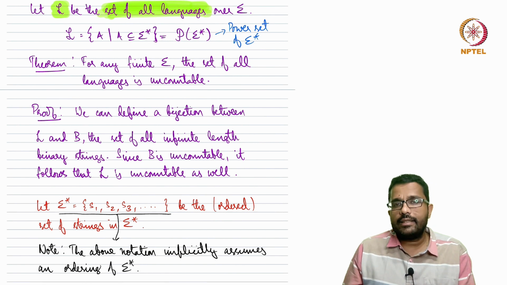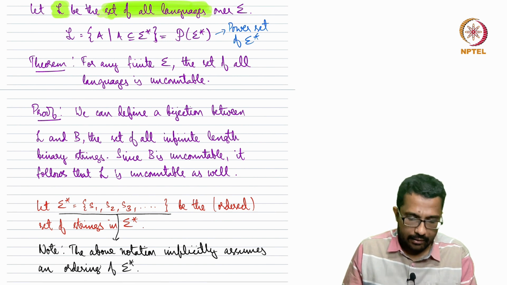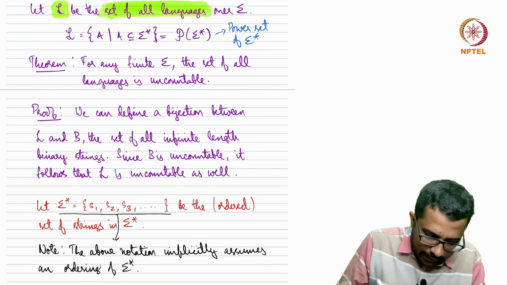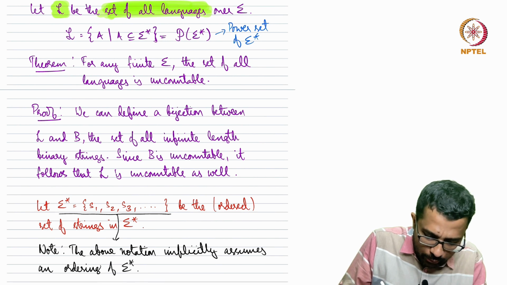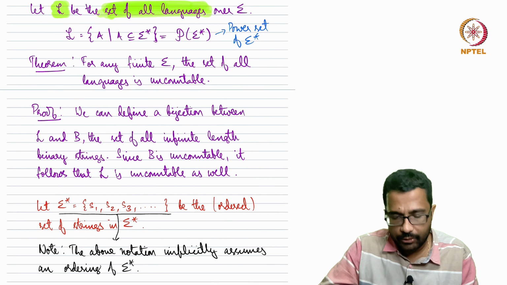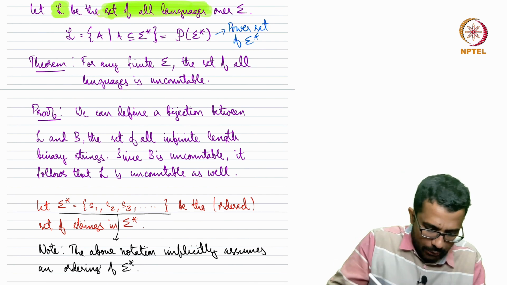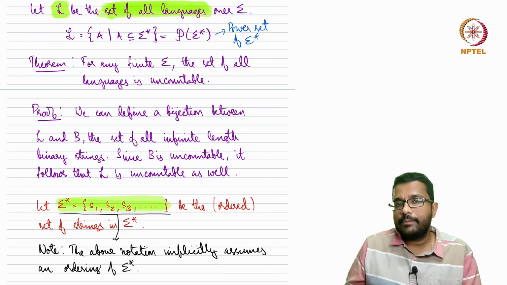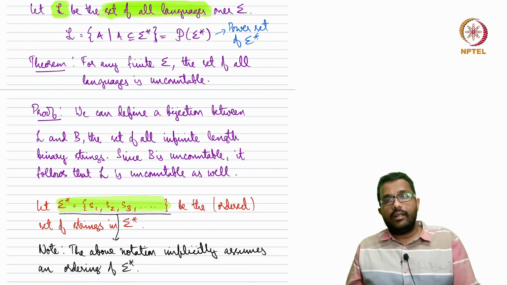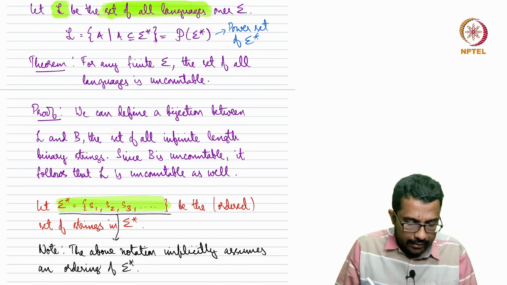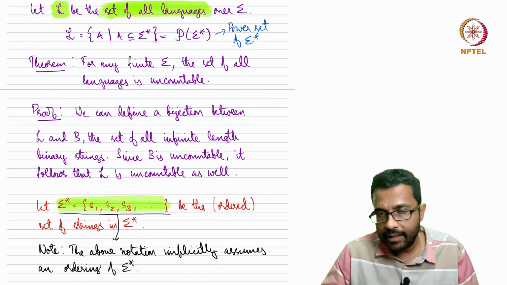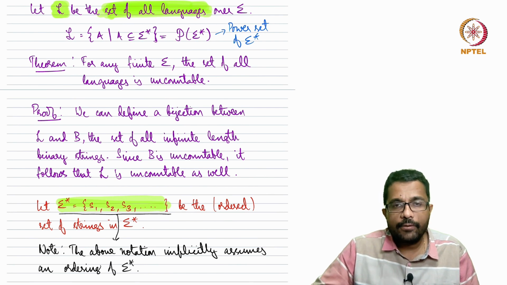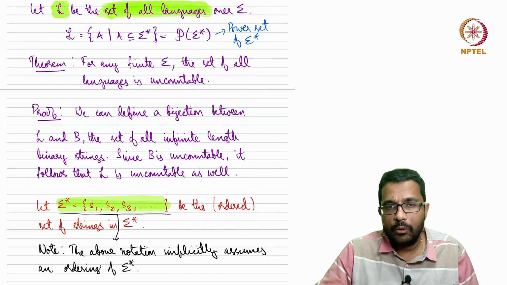So let sigma star be the set of all strings over sigma. Let sigma star be represented like this: S1, S2, S3, meaning the first string, second string, third string, and so on. Notice this. Even though this may seem like an innocuous or simple notation, it actually carries a meaning. The fact that I can write sigma star as the first string, comma, second string, comma, third string itself means that the set of strings in sigma star is countable, right?